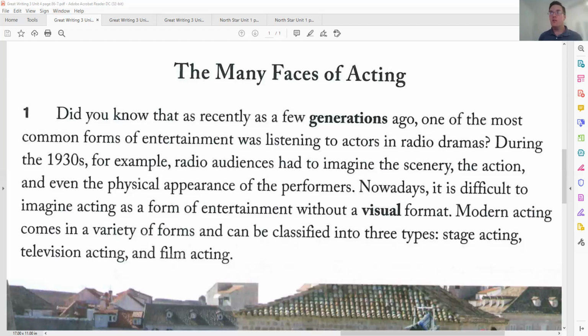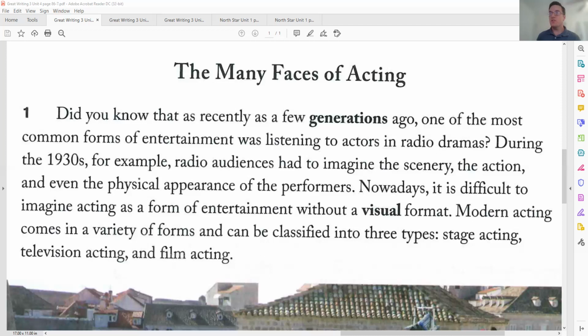Did you know that as recently as a few generations ago, one of the most common forms of entertainment was listening to actors in radio dramas? Okay, so we start off with a little question and with hopefully a little entertaining or interesting fact. Then we give a little historical background, some history.